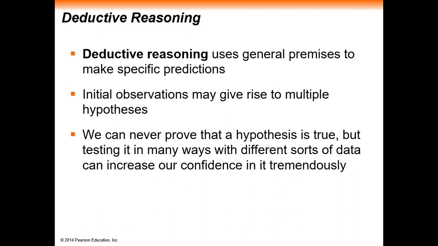So this kind of flip-flops inductive reasoning on its head. If inductive reasoning was going from lots of specific examples to a general big picture idea, deductive reasoning is going to do the opposite. It's going to take a general big picture idea and make a very specific concrete prediction about a particular thing. Okay? We use these two opposite types of reasoning to come up with a hypothesis and a testable prediction.